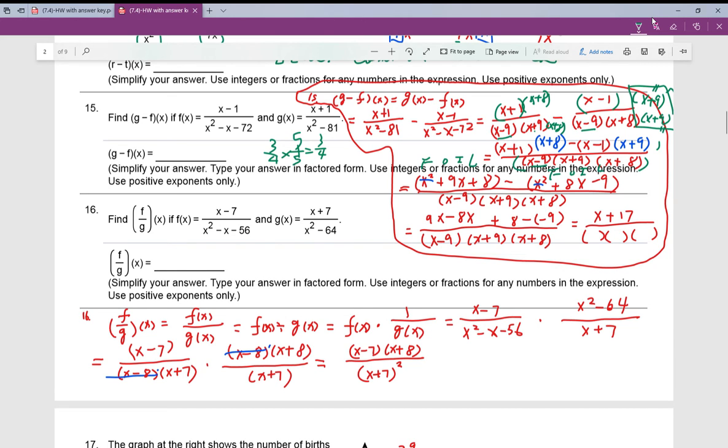Okay, now x squared subtract x squared is gone. And 9x subtract ax is x, right? A take away negative 9 becomes a plus 9. A plus 9 is 17. And then for the denominator, you don't need to multiply, okay? Just leave the denominator as it is. That's good enough. Okay.